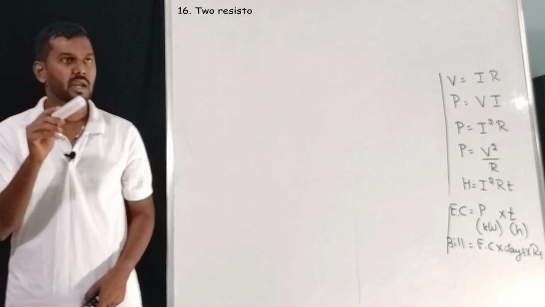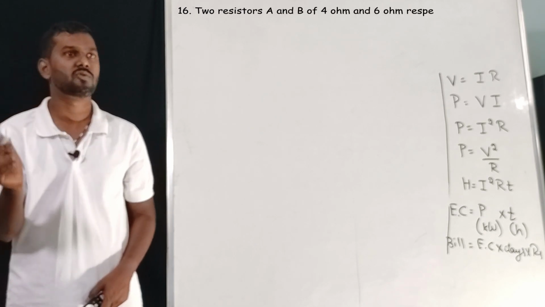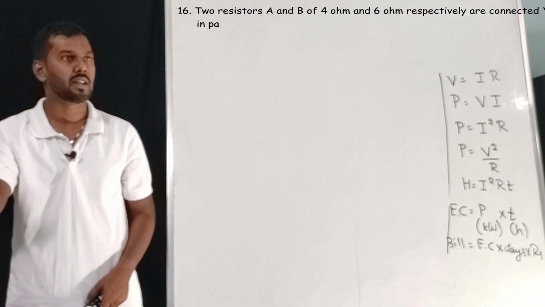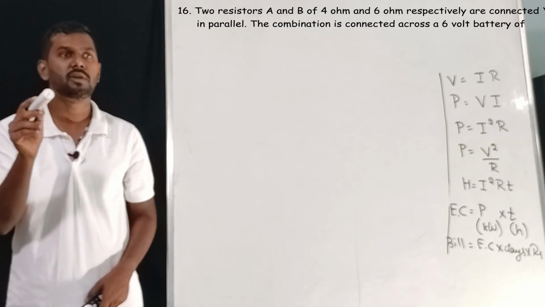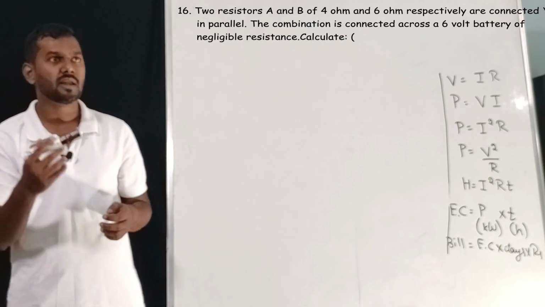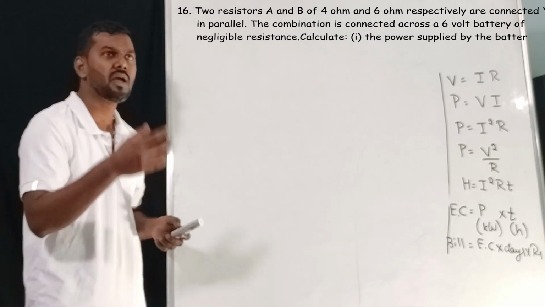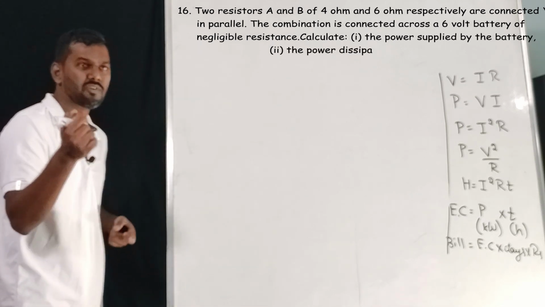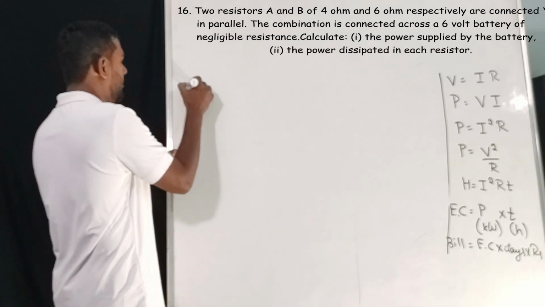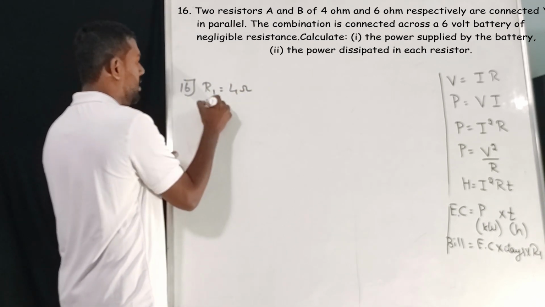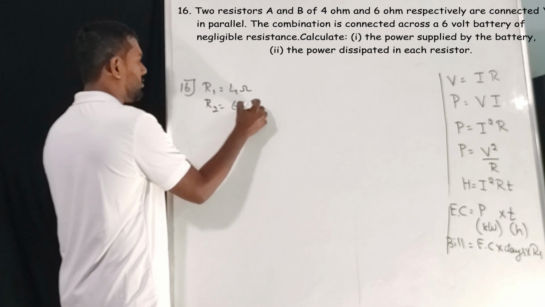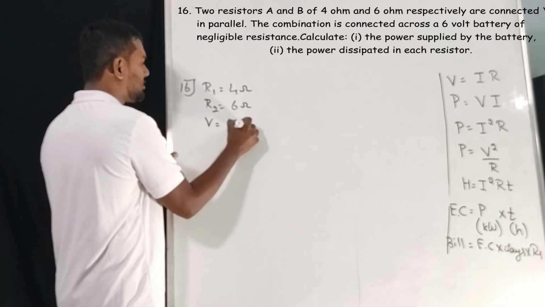Question number 16. Two resistors A and B are of 4 ohm and 6 ohm respectively are connected in parallel. The combination is connected across 6 volt battery of negligible resistance. Calculate the power supplied by the battery, and there is one more sub question. First we will write the given data. There are two resistors. Resistance R1 that is 4 ohm, resistance R2 that is 6 ohm, and voltage that is 6 volt.